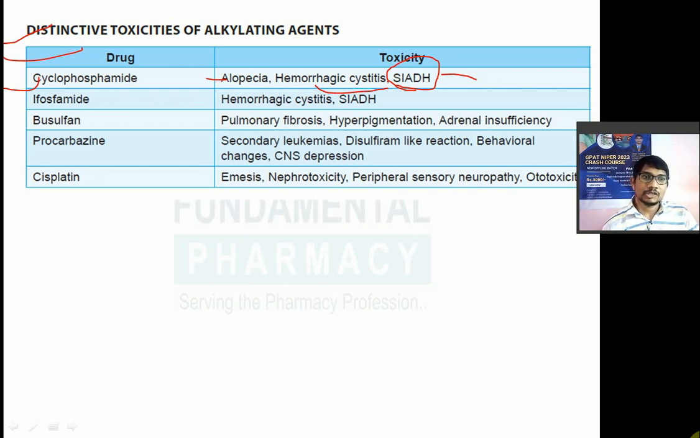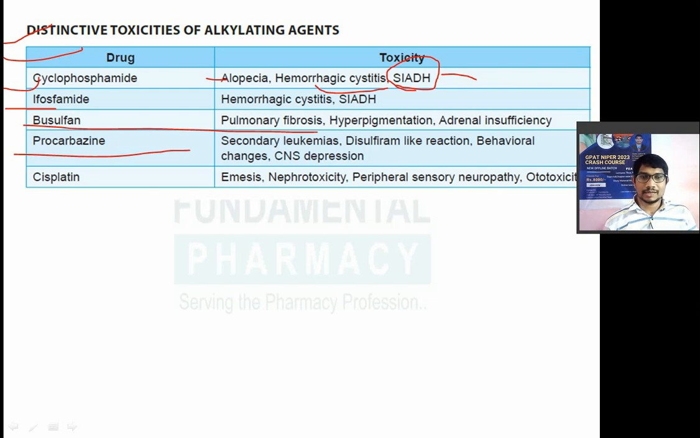Remember, now ifosfamide also can cause hemorrhagic cystitis and syndrome of inappropriate aldosterone secretion. Again mesna is used. Then busulfan, it can cause pulmonary fibrosis, hyperpigmentation and adrenal insufficiency. Procarbazine can cause secondary leukemia. So every anti-cancer drug can cause cancer. तो आप बोलेंगे सर ये कॉन्ट्राडिक्शन है लेकिन हाँ और हर एक एंटी-कैंसर ड्रग जो होता है वो कैंसर भी कर सकता है. They are also carcinogenic. So procarbazine causes secondary leukemia.